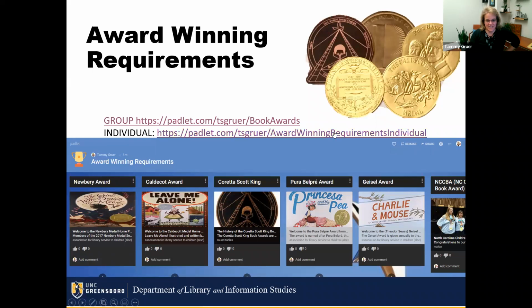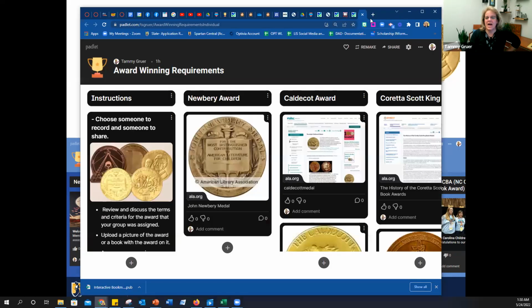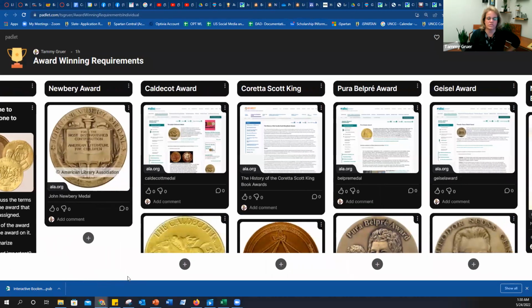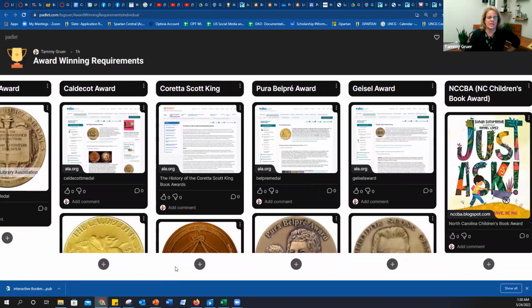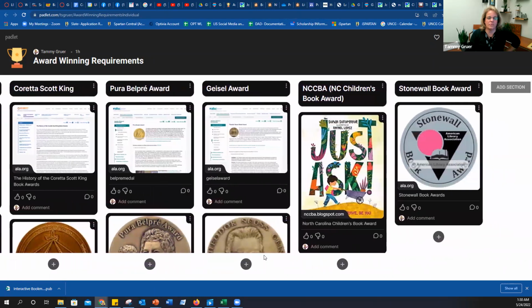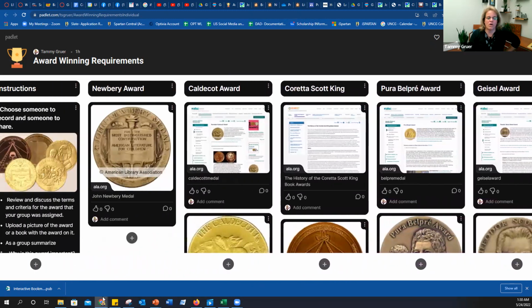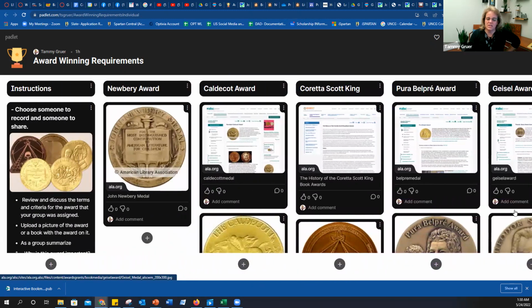So this will be linked again on the Canvas page. And I have this Padlet set up with several of the different awards. You'll see the Newbery, the Caldecott, the Coretta Scott, Pura Belpré, Theodore Geisel, North Carolina Children's Book, the Stonewall Book Award.